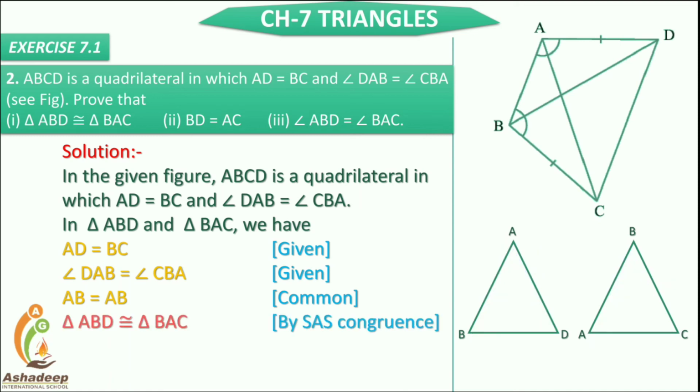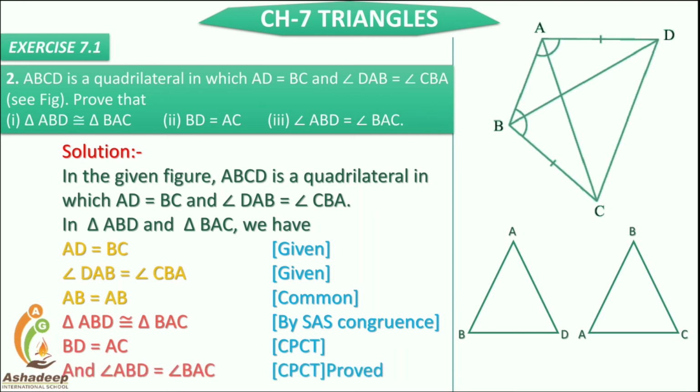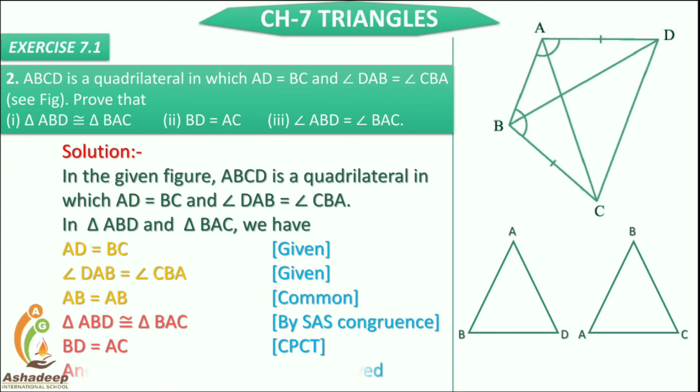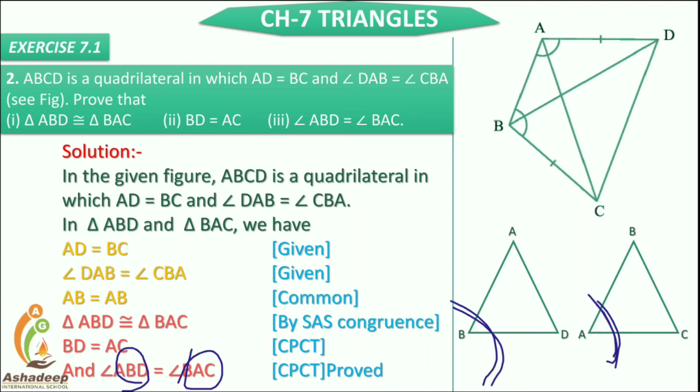अगर वो कॉन्ग्रुएंट है तो मैं क्या बोल सकता हूँ भाई, BD और AC कैसे हैं, इक्वल. So therefore BD is equal to AC by the rule of CPCT. And then angle ABD is equal to angle BAC by the rule of CPCT, right? I have also said that corresponding angles are B and A. So angle B and angle A are also equal, because corresponding parts are equal.